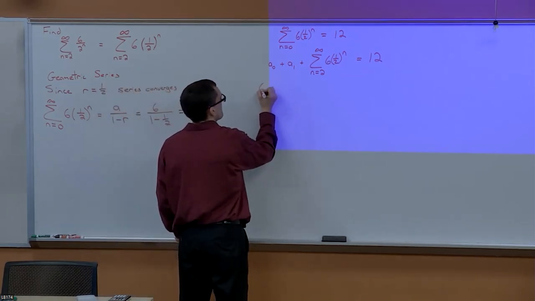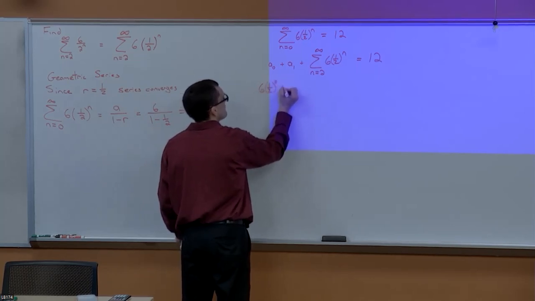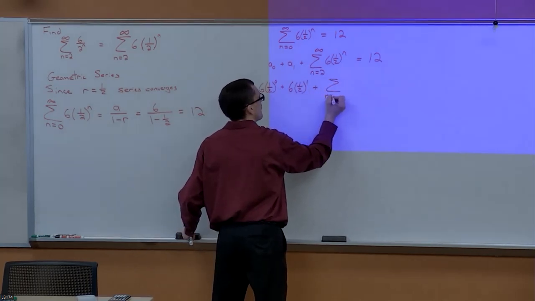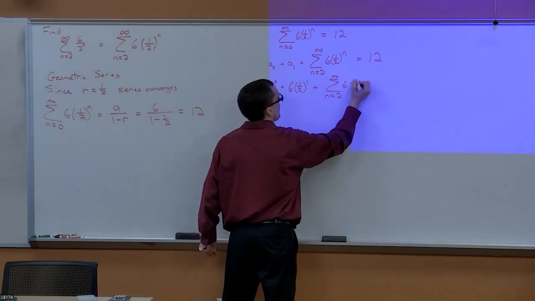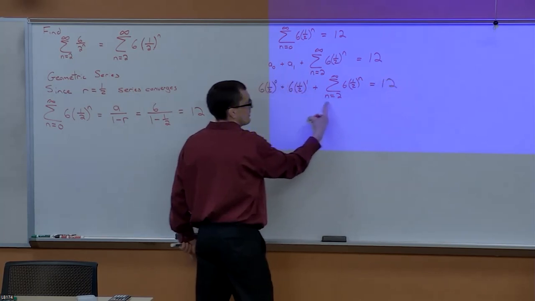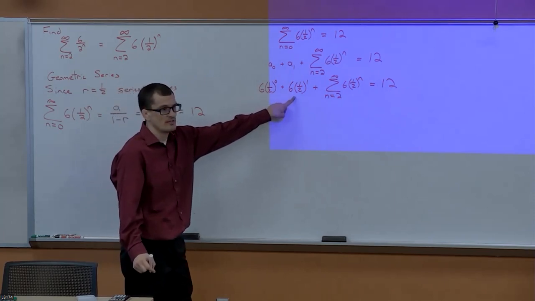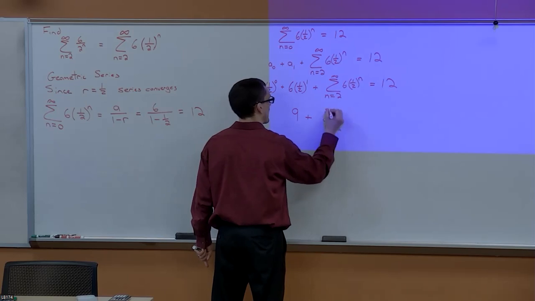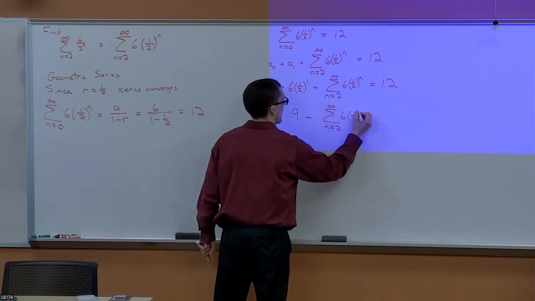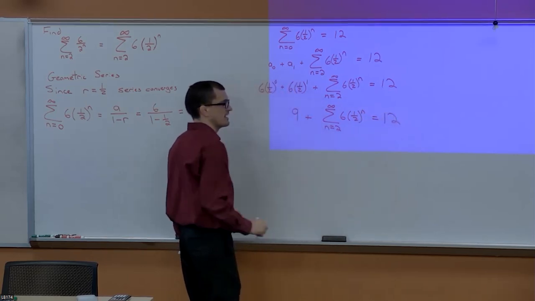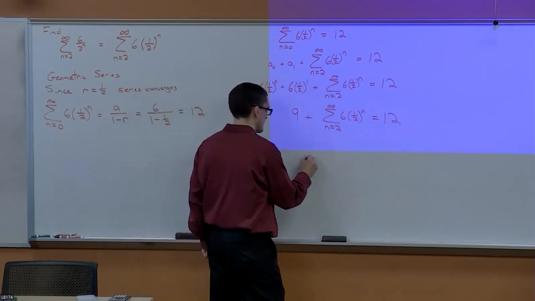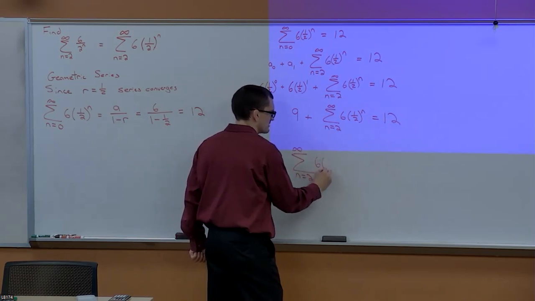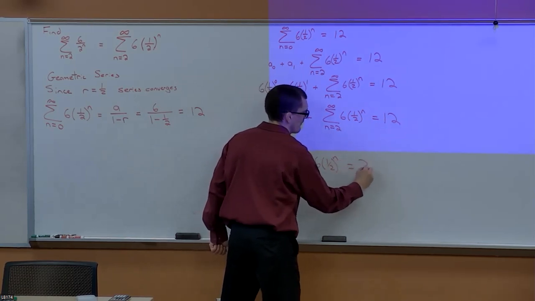The 0th term is 6 times 1/2 to the 0th power. The first term is 6 times 1/2 to the first power. We know this sum on the left has to be equal to 12. This is 6, this is 3, so they add to 9. Subtract 9 from both sides. And you see your infinite series starting with n equals 2, going up to infinity, adding 6 times 1/2 to the nth power, has to be 3.